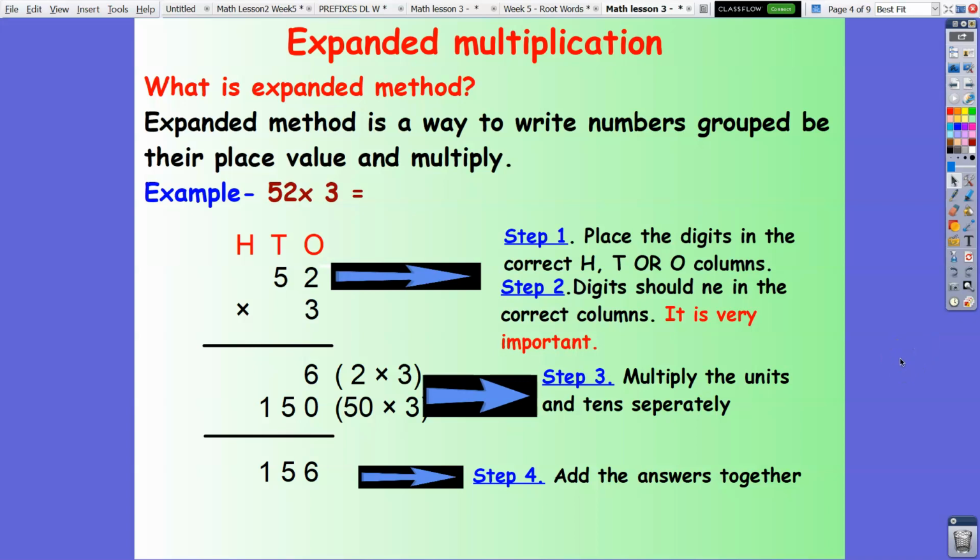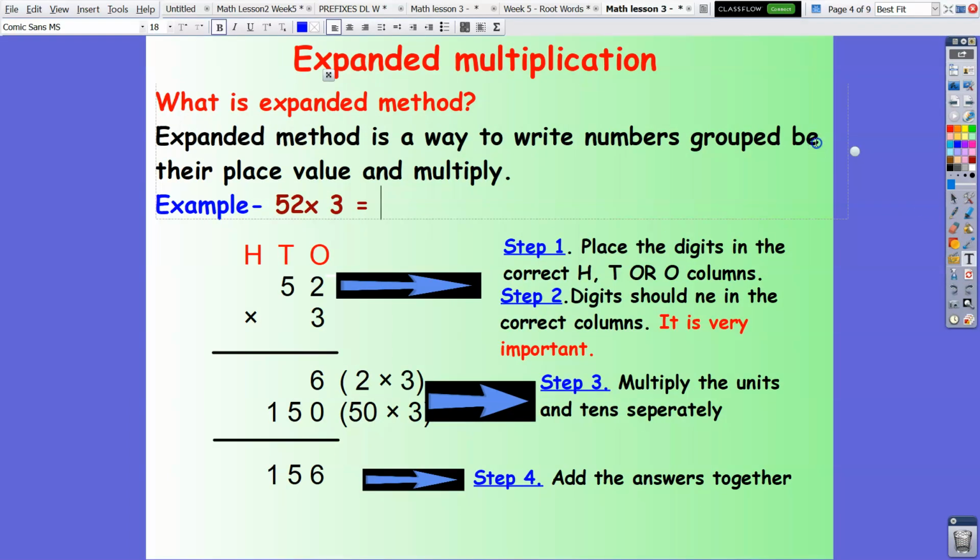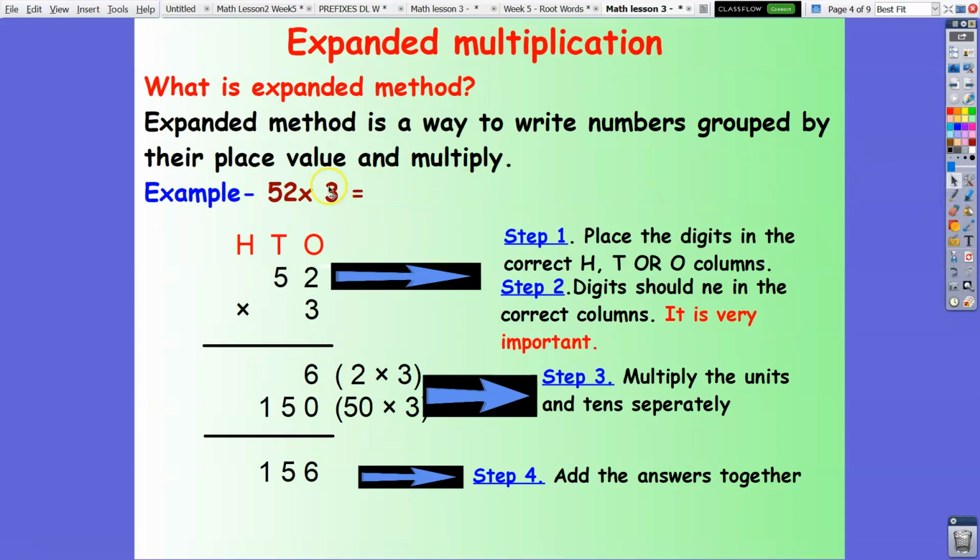Expanded multiplication, what is this and how is it done? So expanded method is a way to write numbers grouped by their place value and multiply. Here are the steps. For example, we have a number problem, 52 times 3. We are going to write it in columns, but it should be in its place value. Step 1, place the digits in the correct place value, hundreds, tens, or ones columns. Then step 2, digits should be in the correct columns. It is very important.